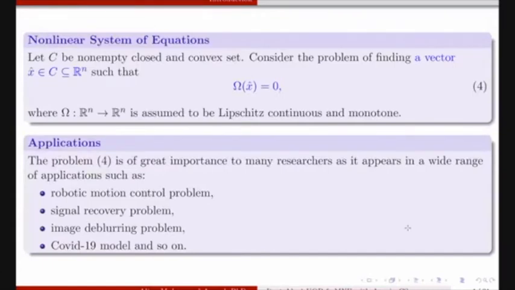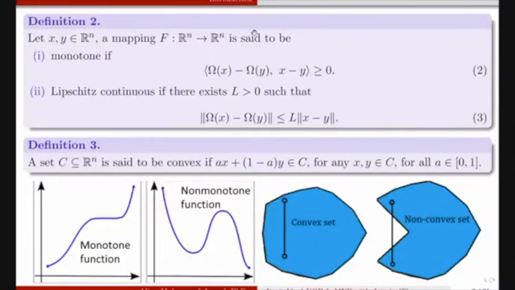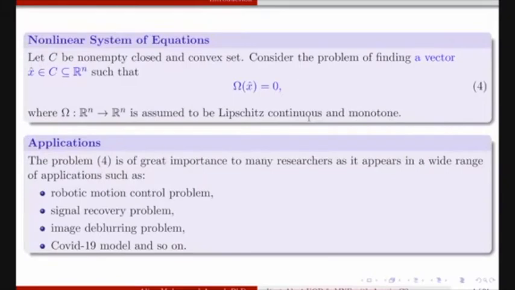So the problem at hand is problem 4. We need to find some point x hat in C, where C is a subset of Rn, such that this 4 holds. So when we have this, then we call it a nonlinear equation. And when this omega satisfies the inequality 2 here, then we call this problem a monotone nonlinear equation. And this problem 4 has a number of applications in signal processing, image, motion control, and what have you. In this talk, the application we're going to discuss is the first one, which is robotic motion control.